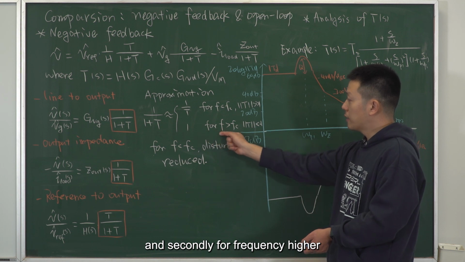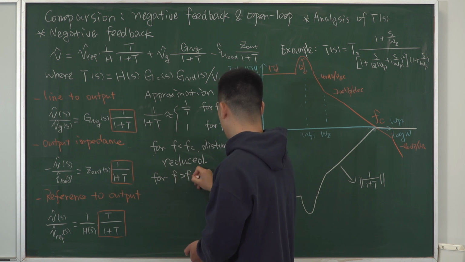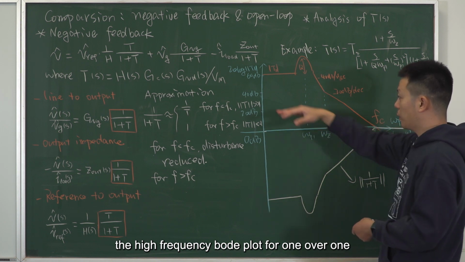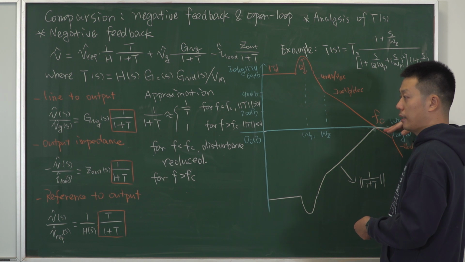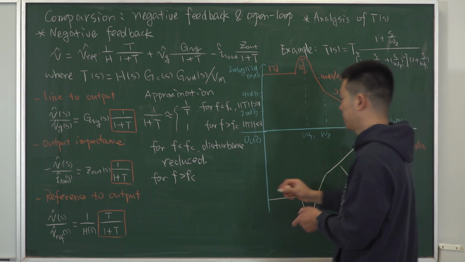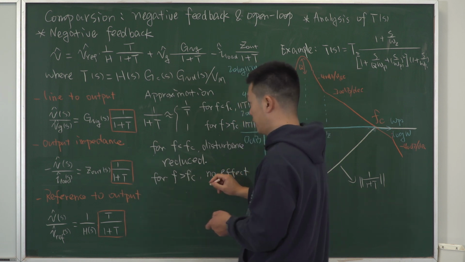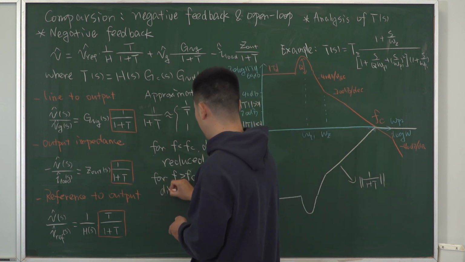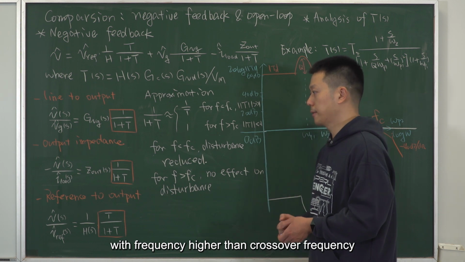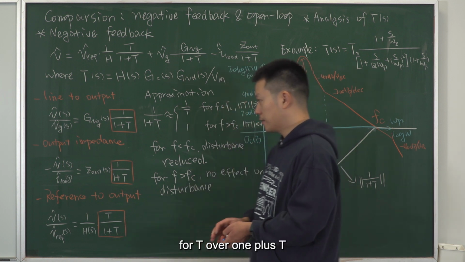And secondly, for frequency higher than the crossover frequency, we look at the Bode plot here. The high frequency Bode plot for 1 over 1 plus T equals 0 dB. So this means that for high frequency disturbance, there is no effect on disturbances with frequency higher than the crossover frequency. Okay, next let's look at the approximation for T over 1 plus T.